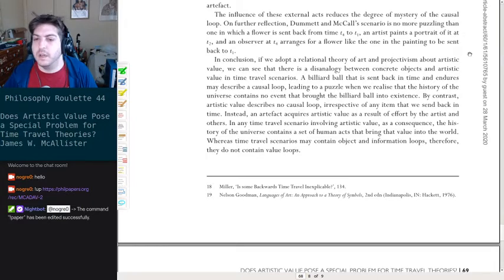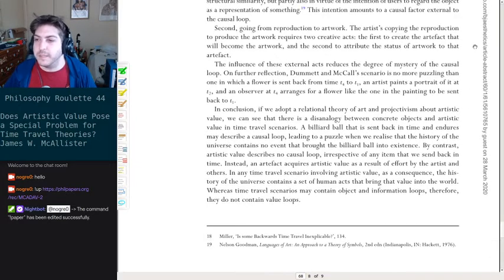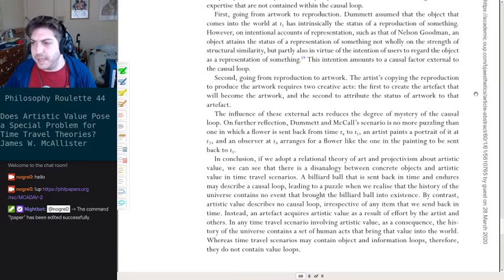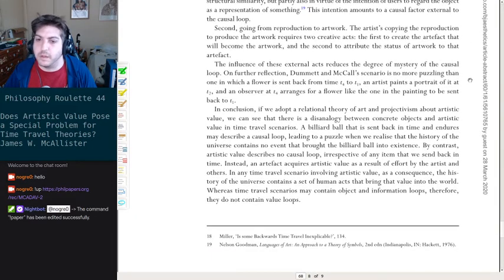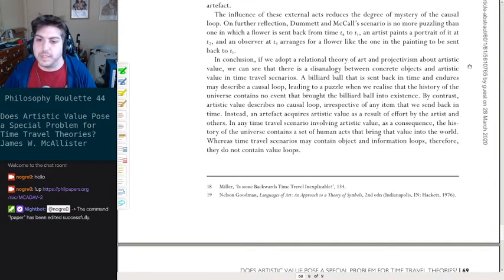Okay. In conclusion, so basically, before getting to the conclusion, artworks are not so cut and dry as just objects or information, and therefore it's a lot harder to pin down a closed causal loop. So in that sense, it actually has more outs than the other loops that are normally dealt with.